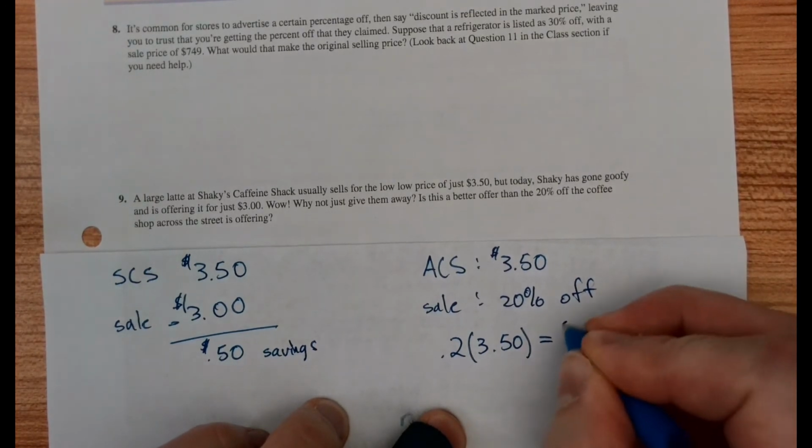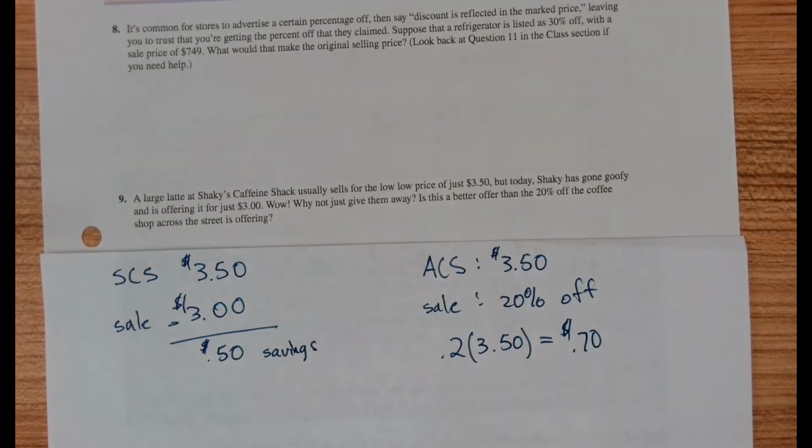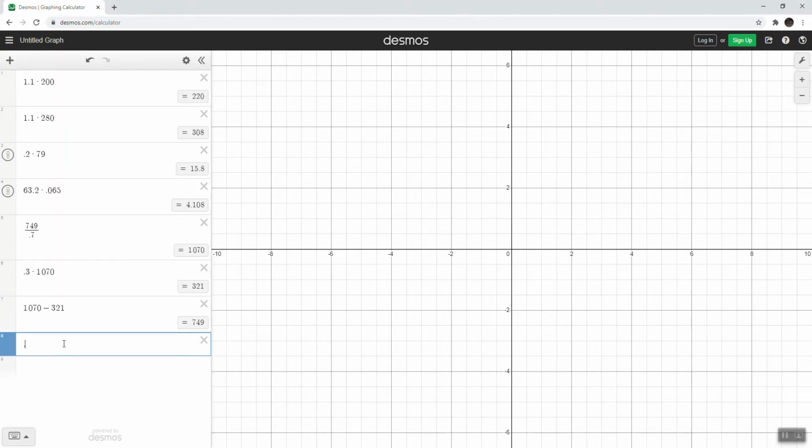Let's double check that using Desmos. 0.2 times 350. Yay, I was right, 70 cents. So which one is the better savings? Well, comparing directly 50 cents to 70 cents, the across the street shop is cheapest, assuming that they serve exactly the same quality of coffee. Now, there's another way we could do this.